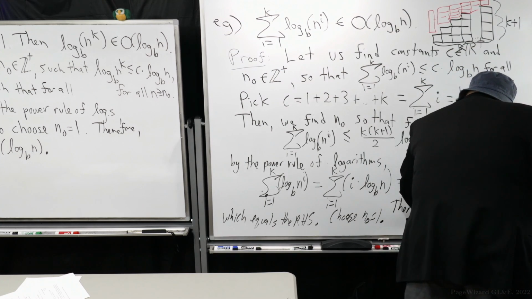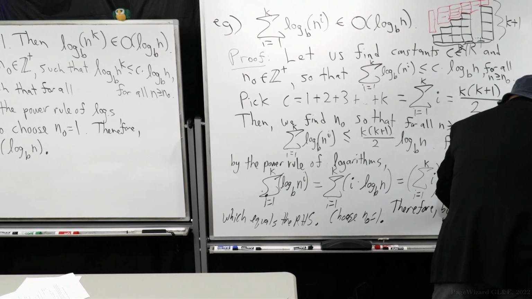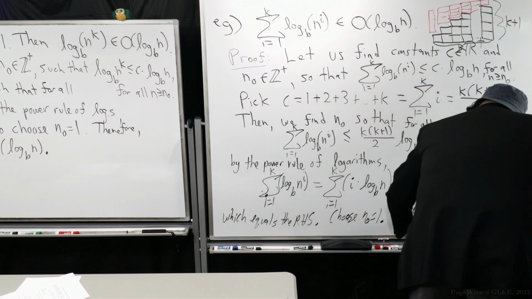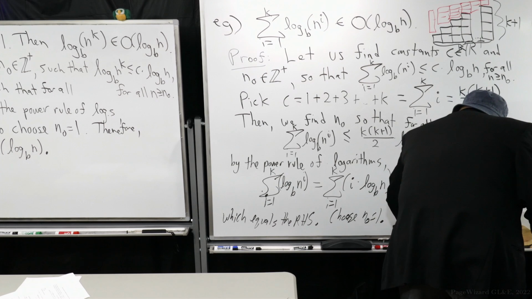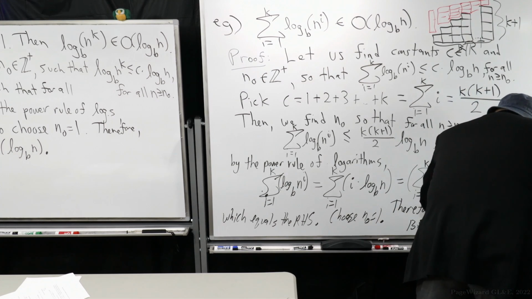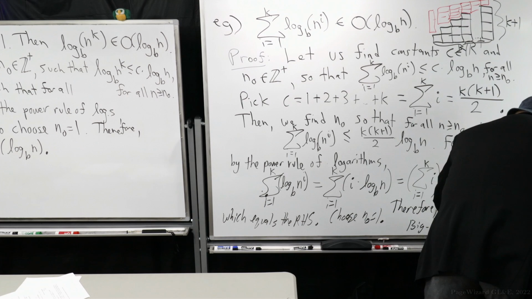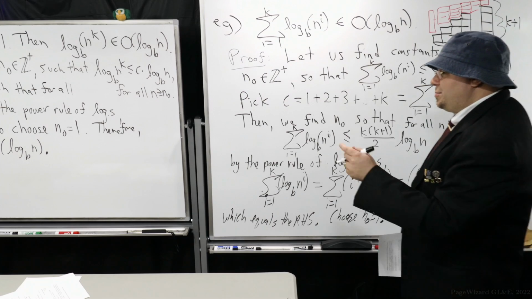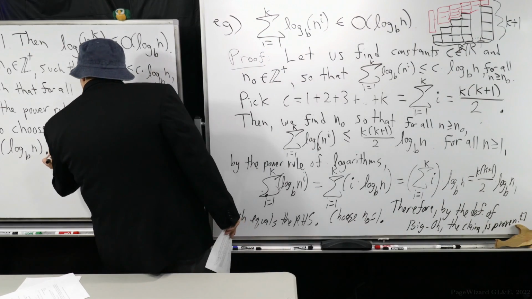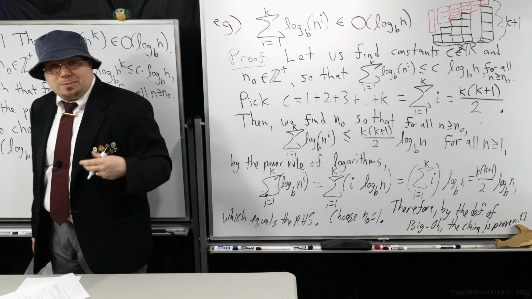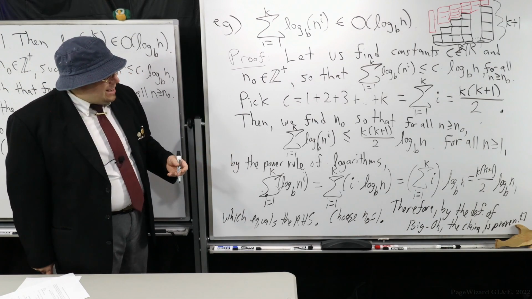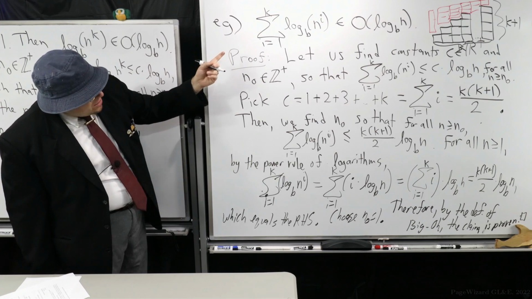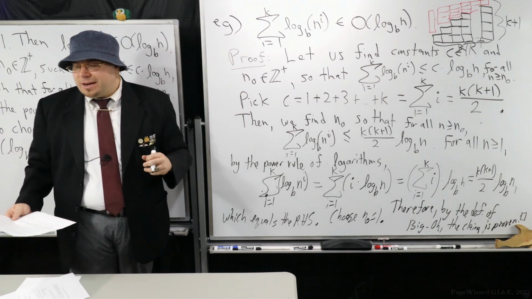Therefore, by the definition of big O, the claim is proven. And that's the end of the proof. I forgot to mark the end of the proof also in our previous example, because remember, that is a proof. These are both proofs. Normally, I would write the phrase here, but I sort of ran out of space. So just keep that in mind.